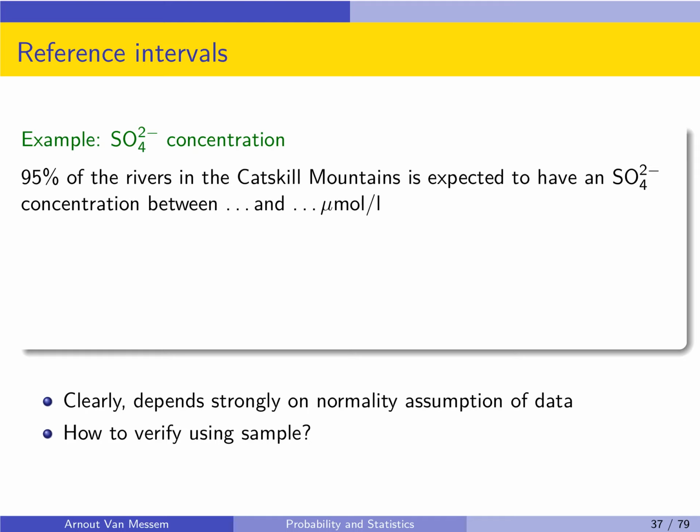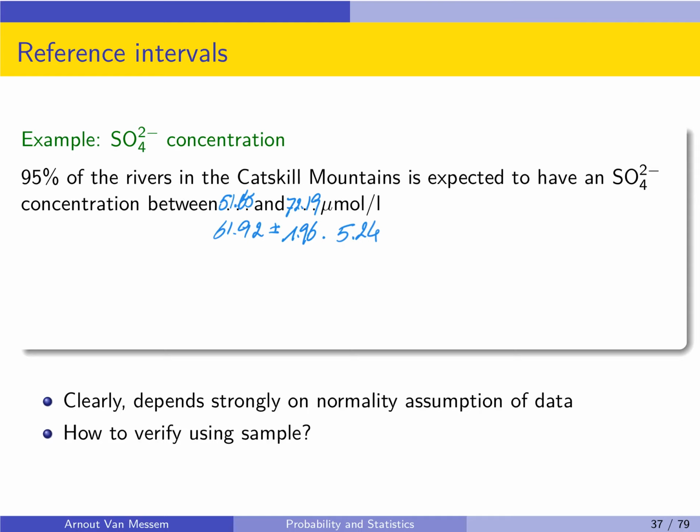And so we use the sample mean, 61.92. We use the sample standard deviation, 5.24. And then the percentile, in this case the percentile is that of the 97.5%, because we have 2.5% on the left side, 2.5% on the right side. So the percentile value that we have to use is 1.96. If we then plug in these values, we see that the reference interval runs from 51.65 micromolar per liter up to 72.19 micromolar per liter.